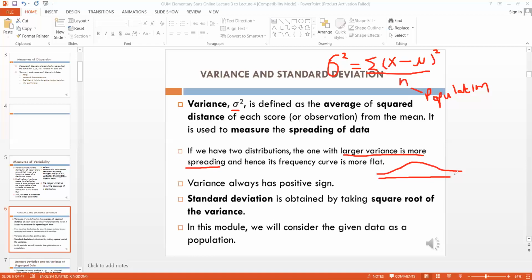Now, variance is always positive. The standard deviation is obtained by taking the square root of what? The variance. So the standard deviation is sigma, and is found by just finding the square root of sigma squared. Okay, let's proceed.